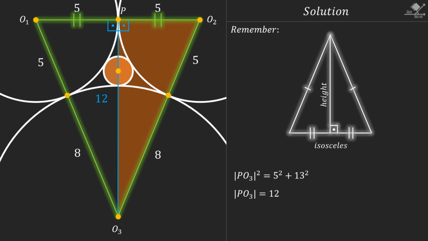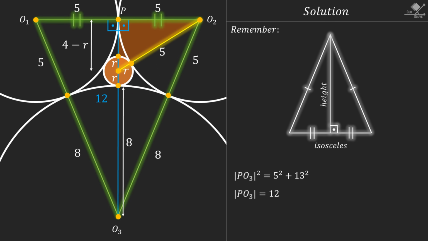Now let's connect O2 and the center of the middle circle. And let's call the radius of the middle circle R units. We know that this part is also the radius of the circle, so it will be 5 units. With the same reason, this part of the blue line will be 8 units. So this part of the blue line will be 4 minus R units. Now let's focus on this small right angle triangle.